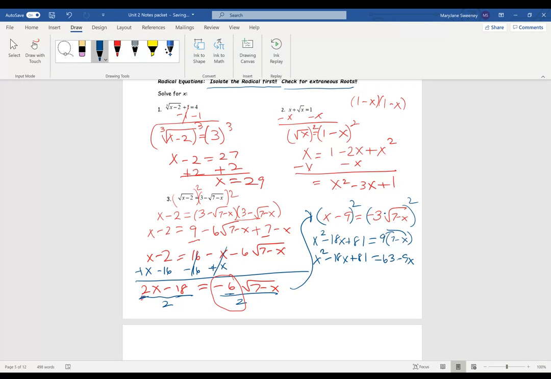Distributing on the right, moving everything over to one side. x squared minus 9x plus 18. Factor. What multiplies to 18 and adds to -9 is -6, -3. So when we solve that, x equals 6, x equals 3. Now, you would have to check, but both of those should work. So both of those are the answers.